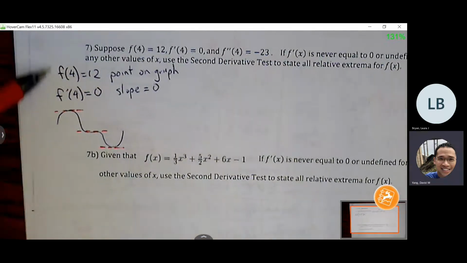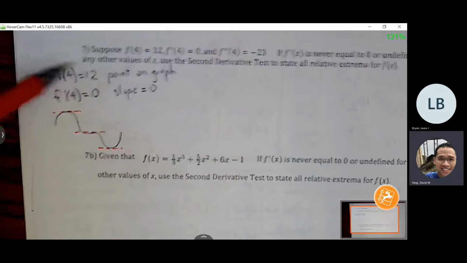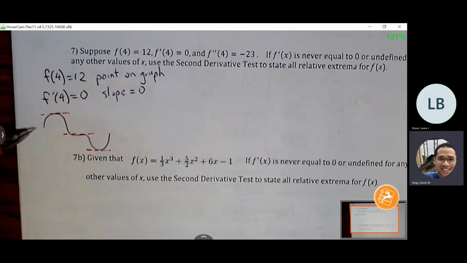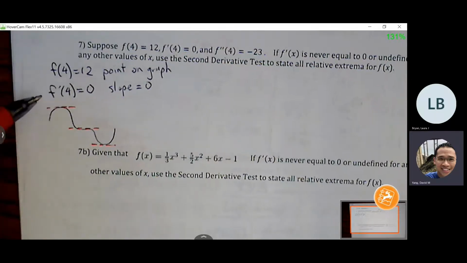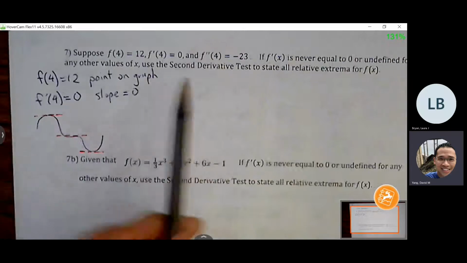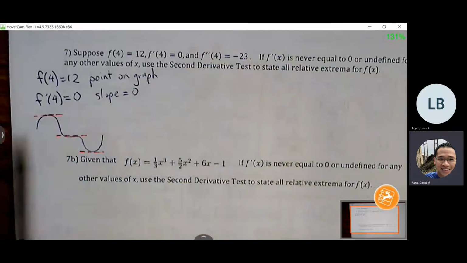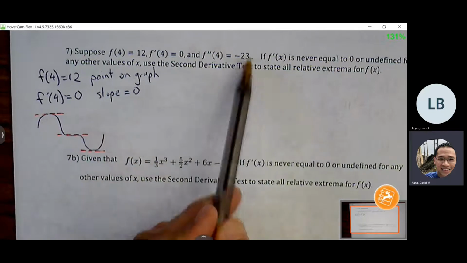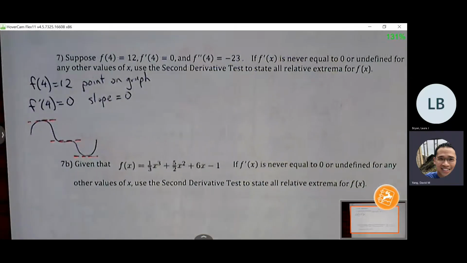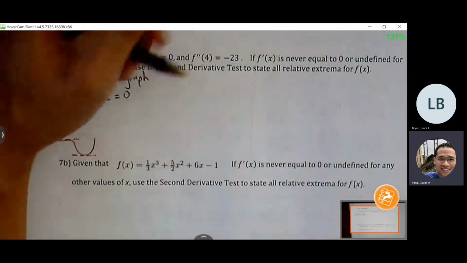So if I just gave you this information, then you would still not really know what's happening, right? Okay, it could be relative max, it could be neither, it could be relative min. It's not enough information, right? We have all these points that could fall into the category. But this third category is going to help us decide what we're looking at, a relative max, a neither, or relative min. So f double prime of 4 is equal to -23.